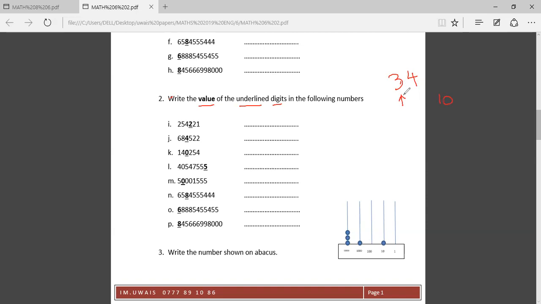What is the value of three in the third? The three is in the tens place, so it becomes 30. The value of the three is 30.